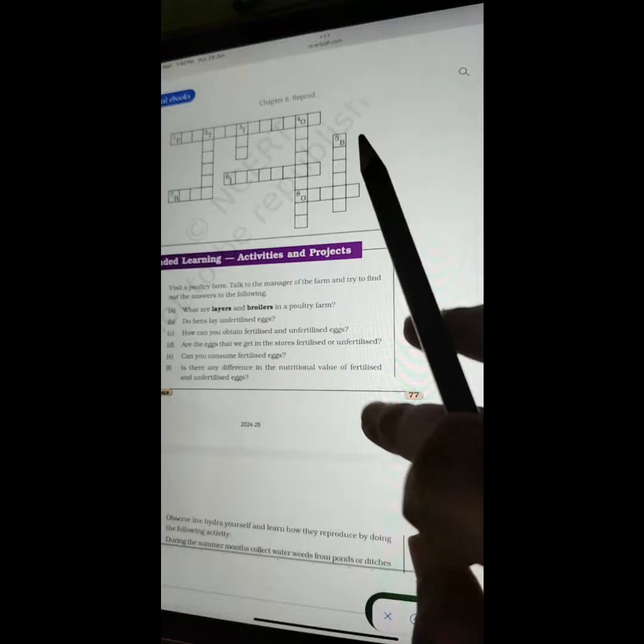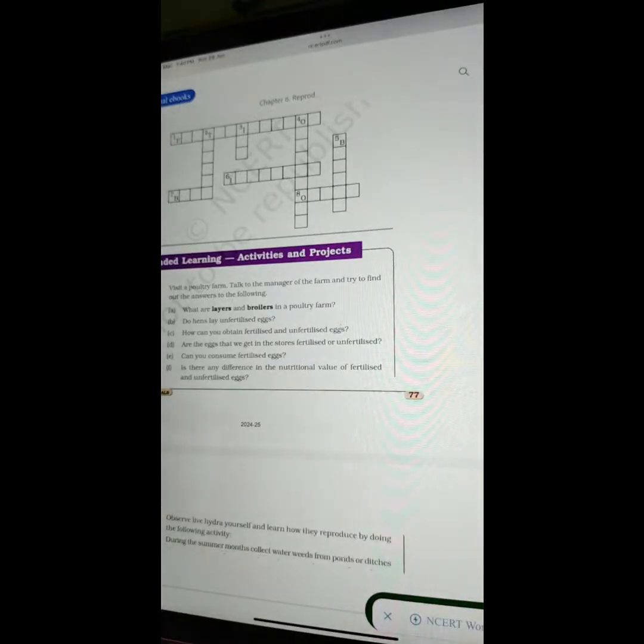So, with this, we are done with the reading of this chapter 6, Reproduction in Animals.